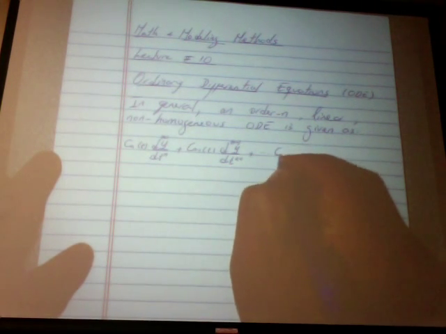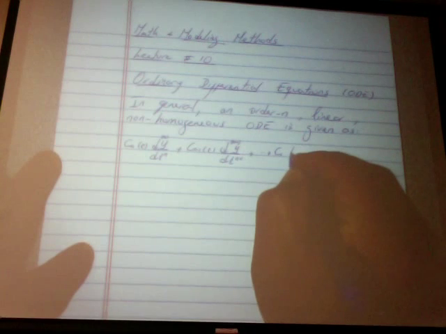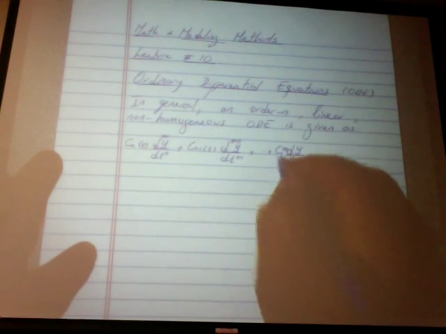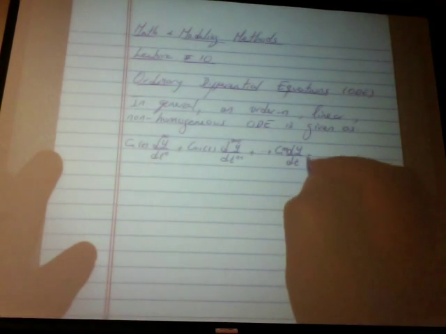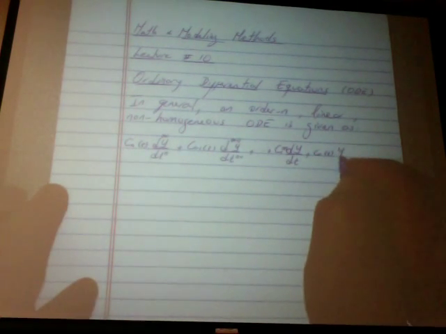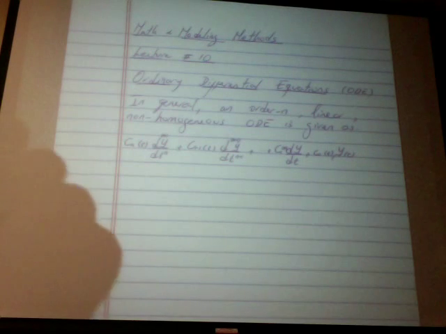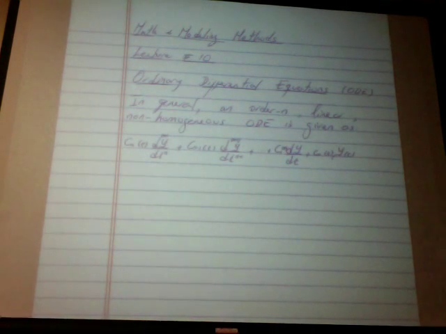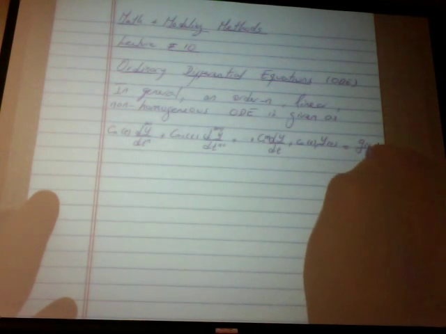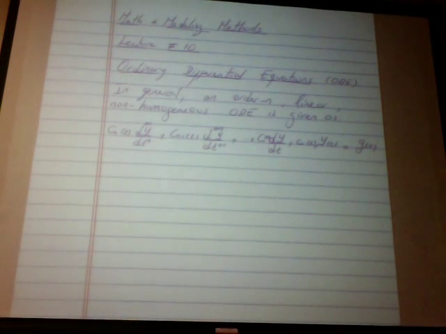plus C1 times the first derivative of y with respect to t. I'm sorry, the C1 could also be a function of t, plus C0, which could also be a function of t, times the zero derivative of y. The zero derivative of y is just the function y, and it's equal to a right-hand side function g(t). That is a general expression for an nth order ordinary differential equation.